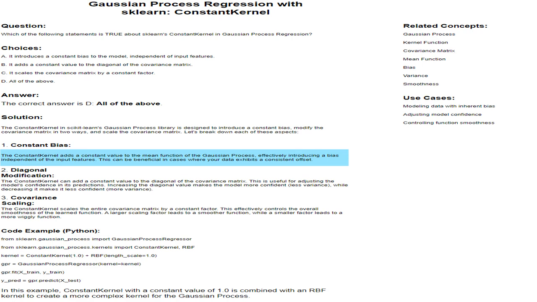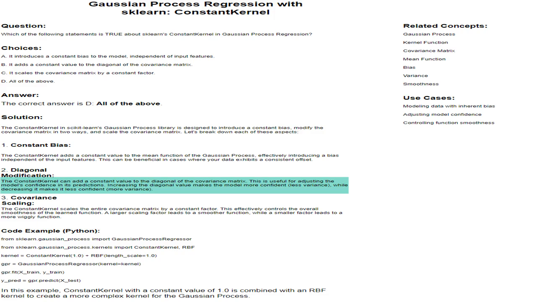This statement is true. The constant kernel can add a constant value to the diagonal of the covariance matrix. This is useful for adjusting the model's confidence in its predictions. Increasing the diagonal value makes the model more confident, less variance, while decreasing it makes it less confident, more variance.